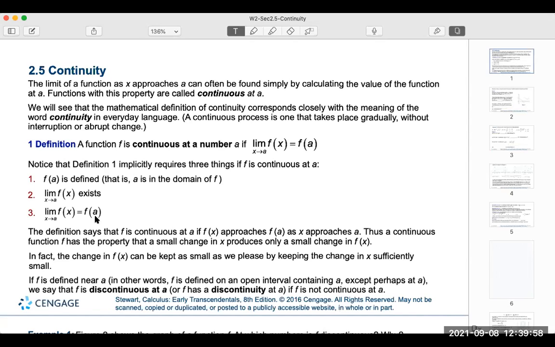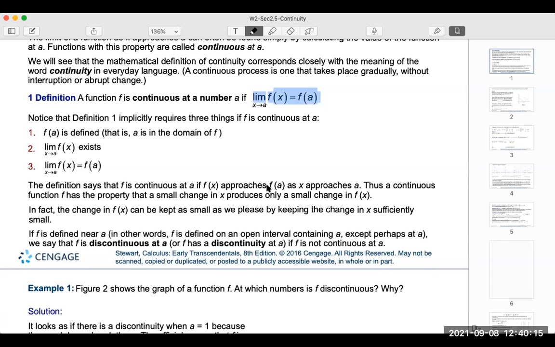In other words, you can imagine this: a continuous function means that in order to draw it, it will be a continuous line. So just reread the definition. And if it's not continuous at A, we say it is discontinuous at A, or it is not continuous at A. Okay, some names.